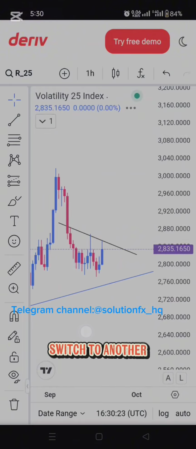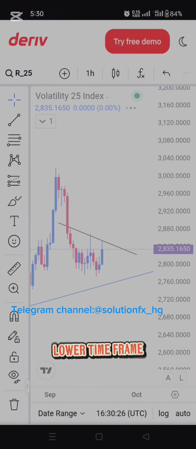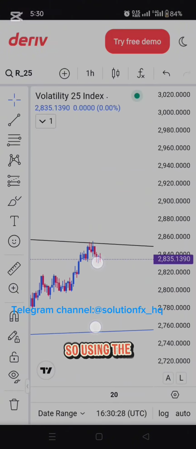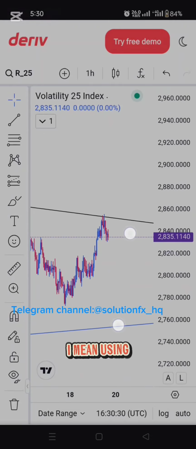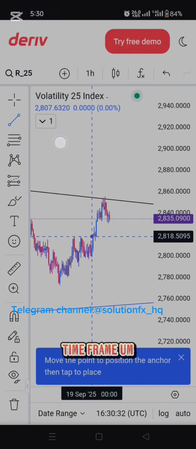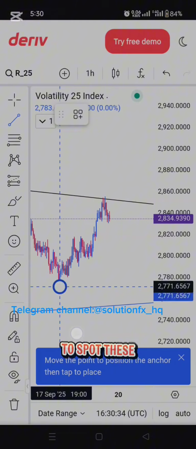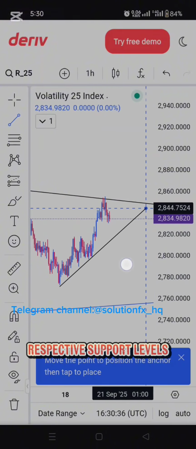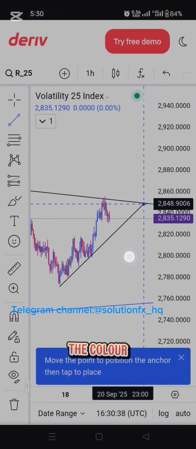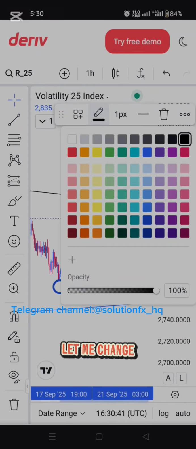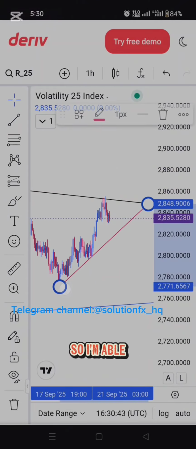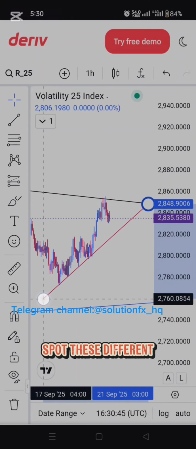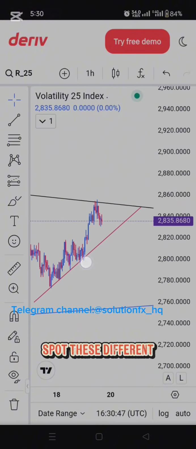Let's now switch to a lower time frame. Using the 1-hour time frame, I'm also able to spot these respective support levels here. I'm going to change the color to red so that it doesn't confuse us. Okay, so I'm able to spot these different support levels.